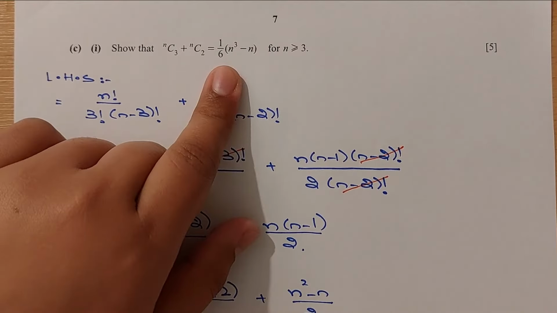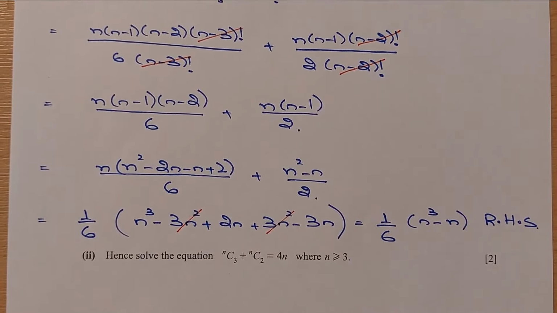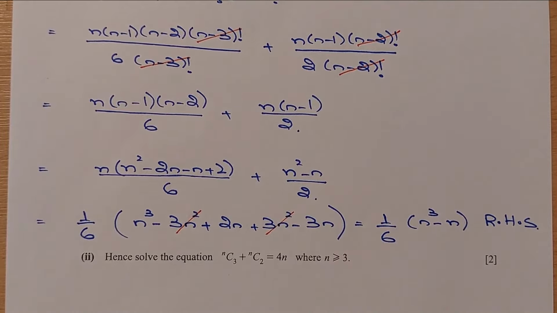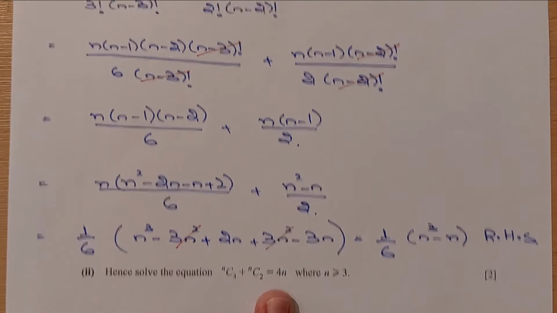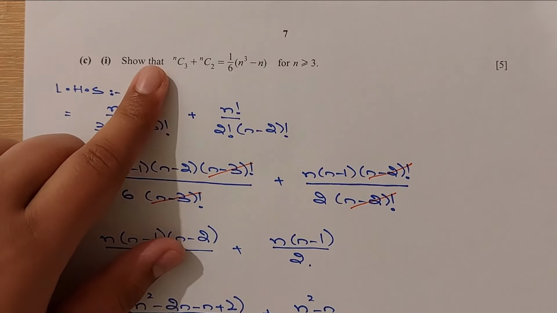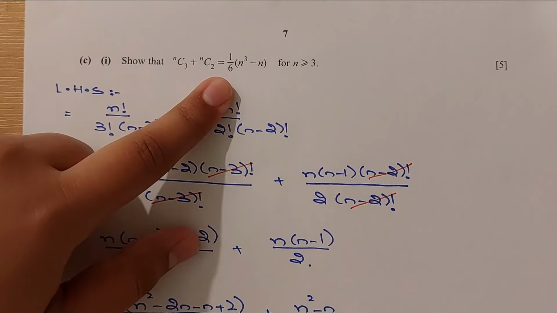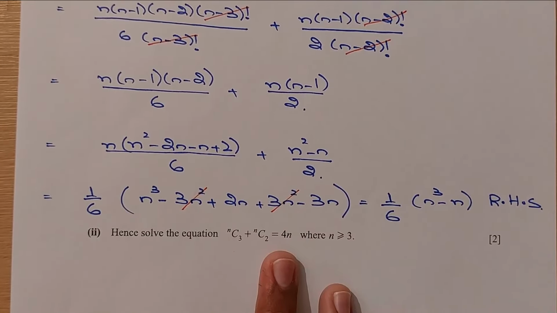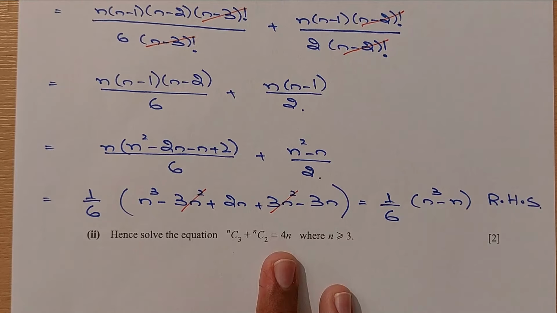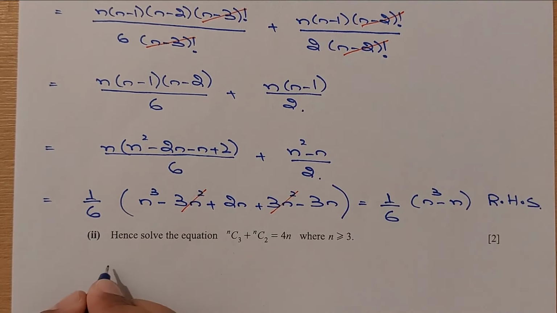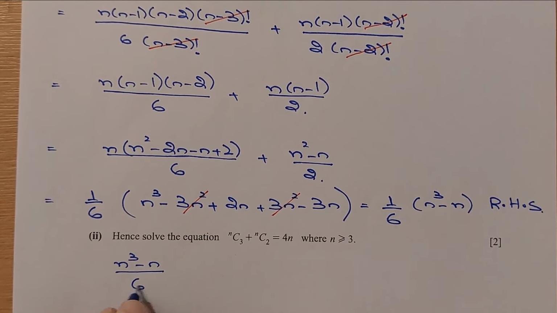That is this, right? Now for the second part, hence solve the equation. This equation, put it equal to 4n. So the sum of NC1, NC3 and NC2 is this, and that is equal to 4n. And we need to find the value for n, right? So this is n cube minus n divided by 6 equals 4n, right?